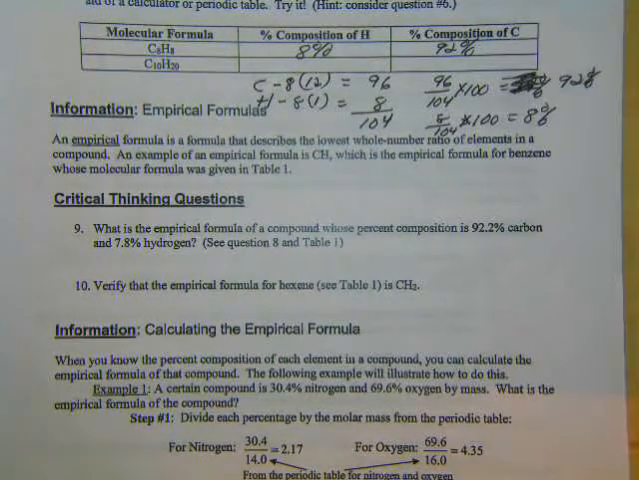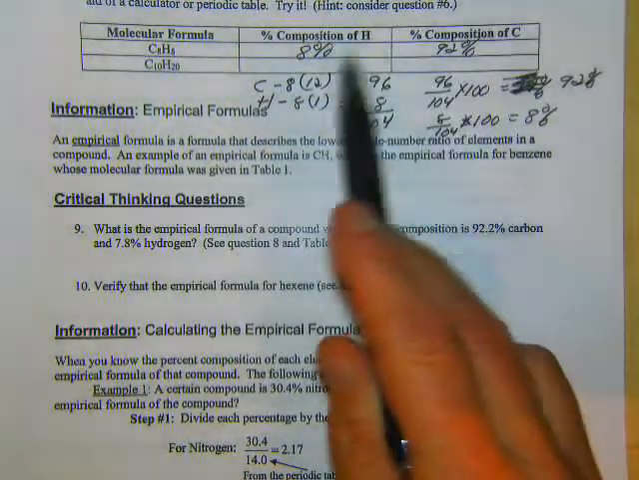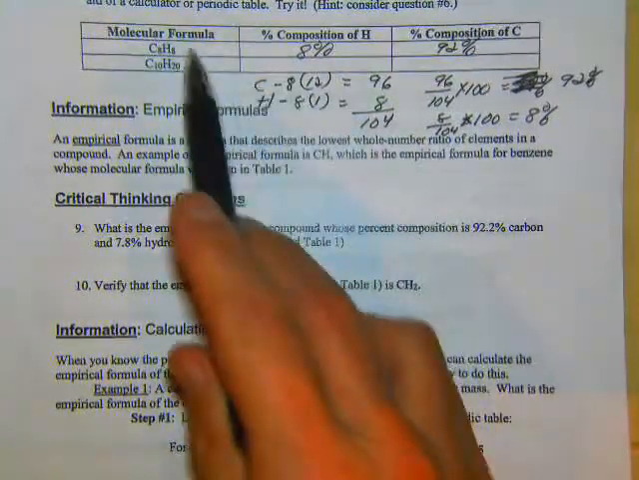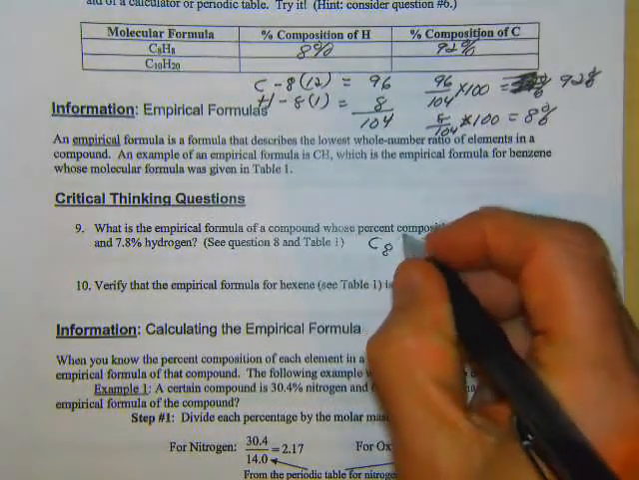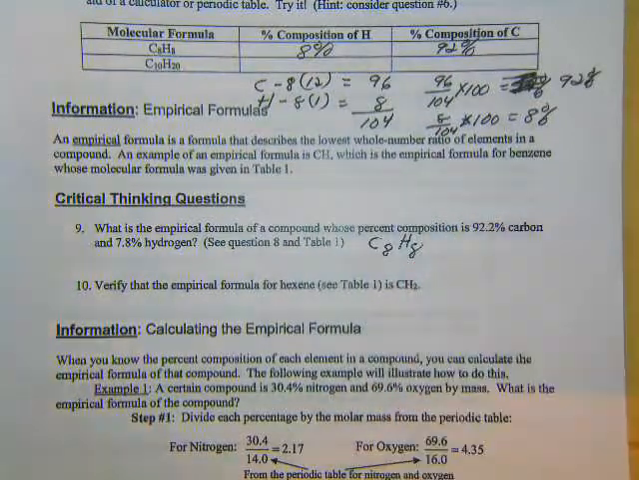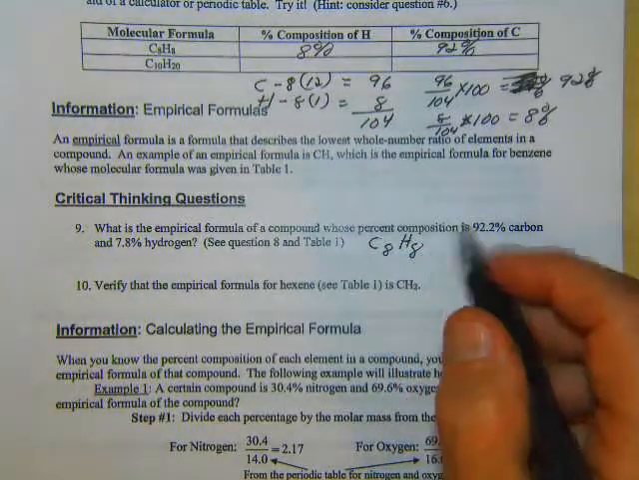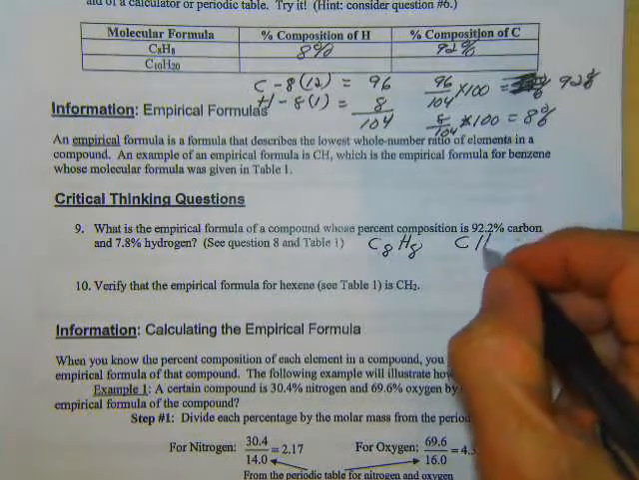What is the empirical formula of a compound whose percent composition is 92.2% carbon and 7.8% hydrogen? Well, it says see question 8, table 1. And so we've got this and this. So here's our carbon, here's our hydrogen, and the molecular formula is C8H8. So we want the lowest whole number ratio. Well, you can see this 8 to 8 is really 1 to 1. So it would be CH.